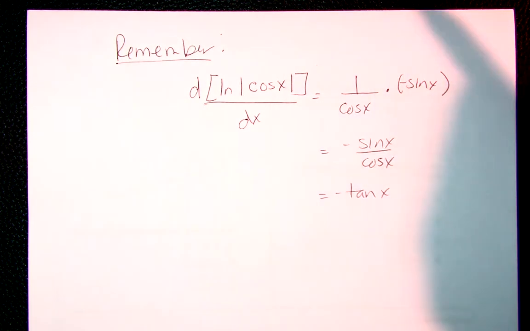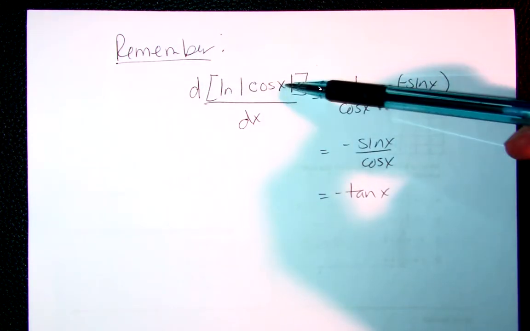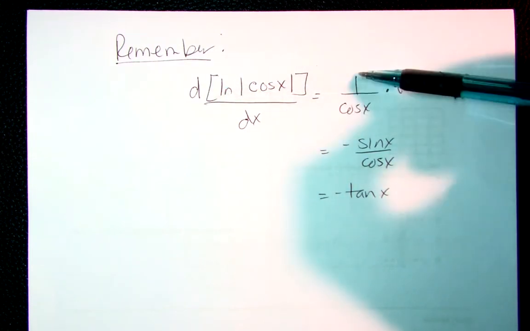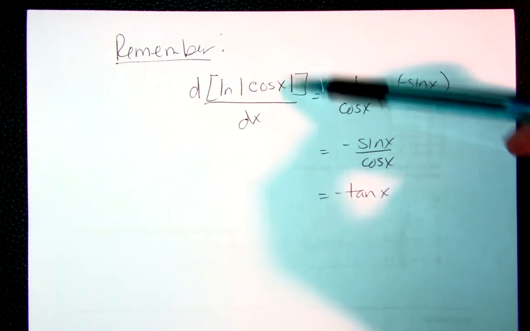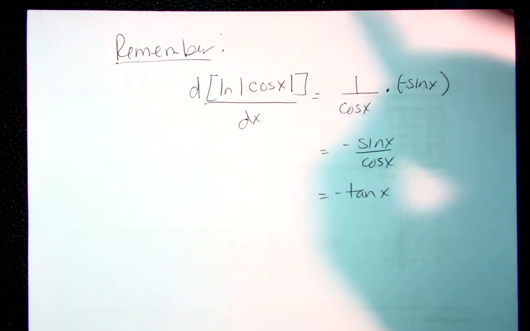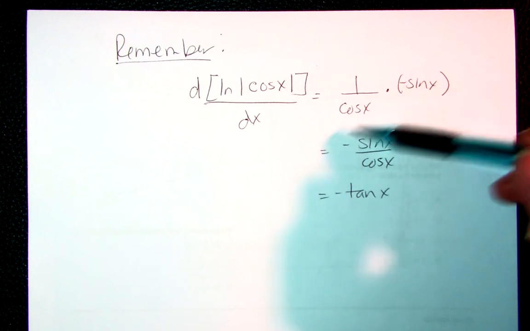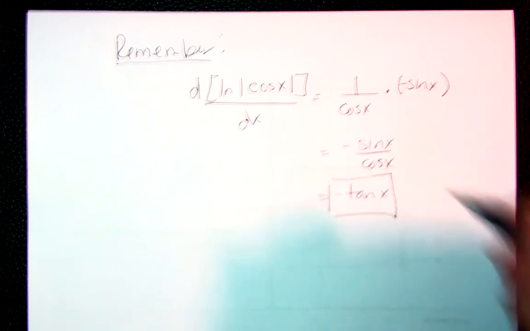Let's do 1 trig. Remember to take the derivative of the natural log of the absolute value of cosine of x. To take the derivative of the natural log, it's just 1 over cosine x, whatever is here. And then you do the chain rule, you take the derivative of the inside, times negative sine of x. So I'm going to simplify that. That's negative sine of x over cosine x, which is negative tangent of x.